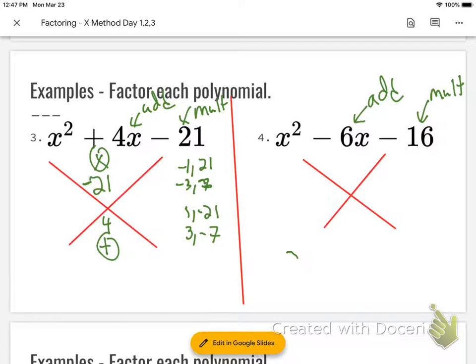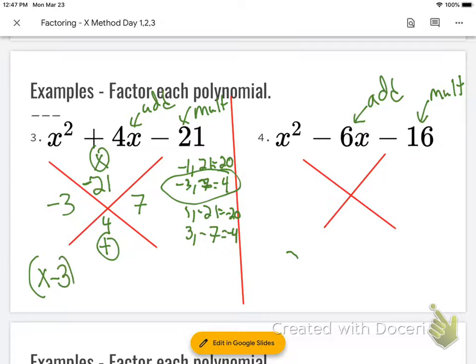We're looking for what adds to give me 4, sorry. So this one adds to give me 20. This one gives me a negative 20. This one gives me a negative 4. So the one we're looking for is right here, negative 3 and 7. So we write this as x minus 3, x plus 7.